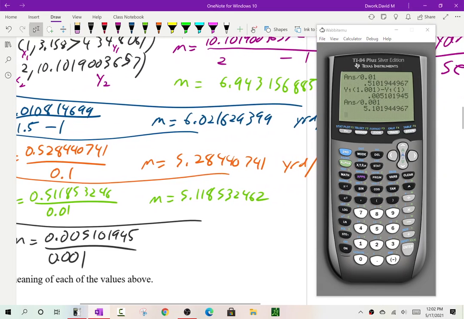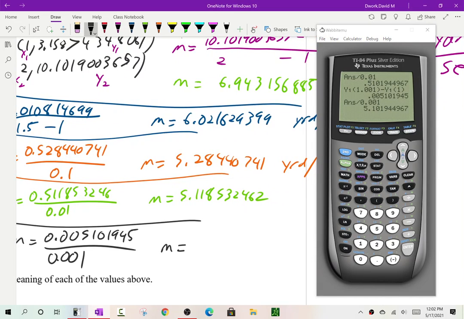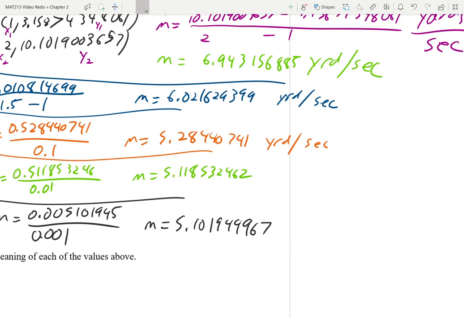There we go. That number looks better. So that's going to give us a slope of 5.101944967. All right. Fantastic. That was a lot of work.